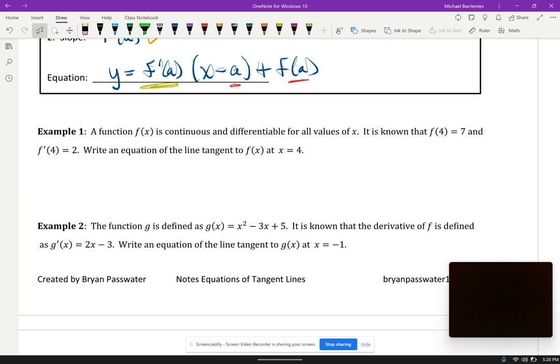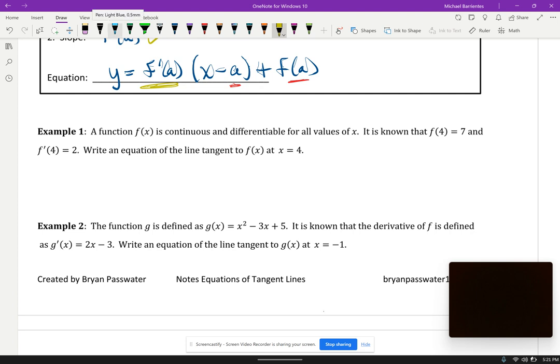In example 1, a function f is continuous and differentiable. We haven't talked about differentiability, but differentiability means that the derivative exists for all values of x in this case. So the function is continuous. That means there are no holes, there are no breaks, there's no gaps, and it's differentiable. I can find the derivative value, the slope of the tangent line at any number. It is known that f of 4 is 7 and that f prime of 4 is 2. Can you write an equation of the line tangent to f of x at x equals 4?